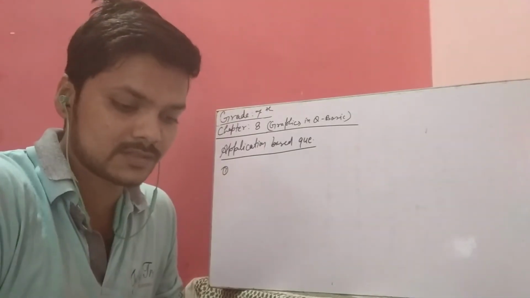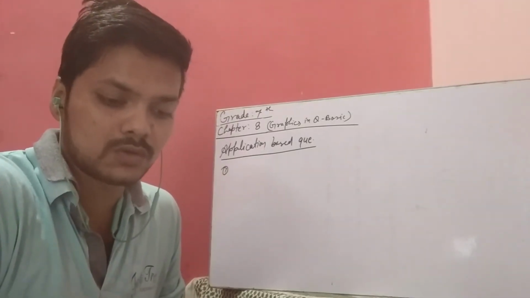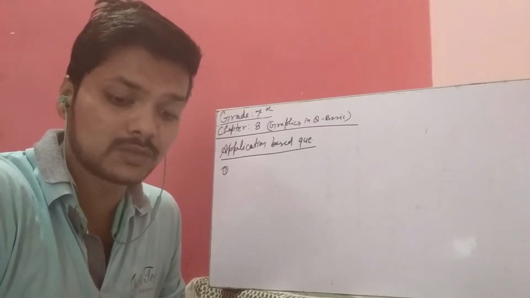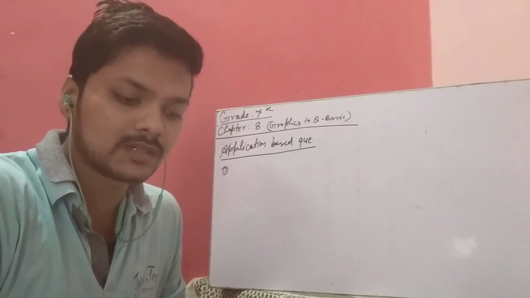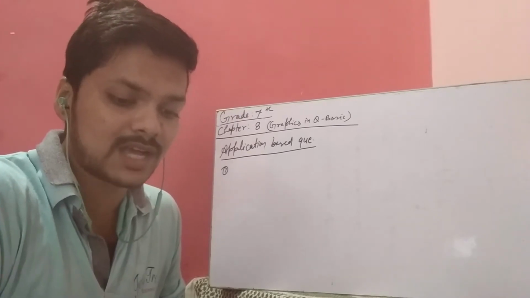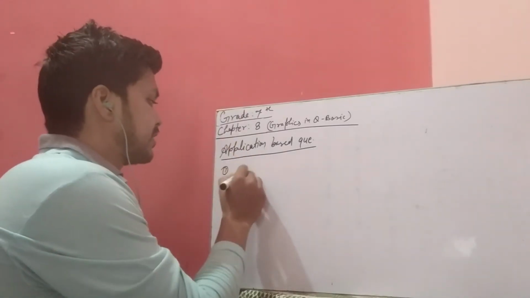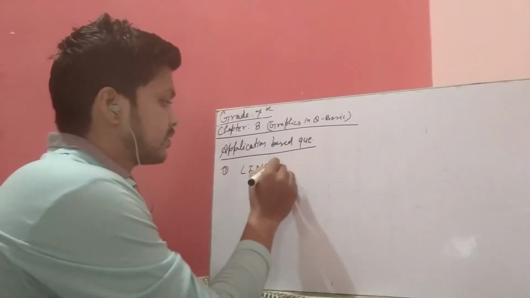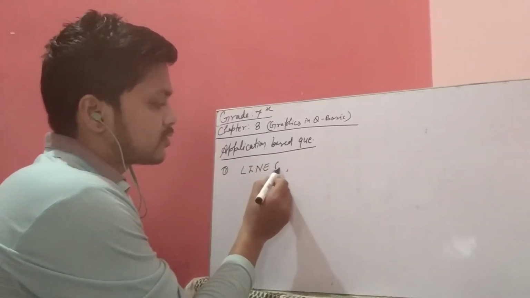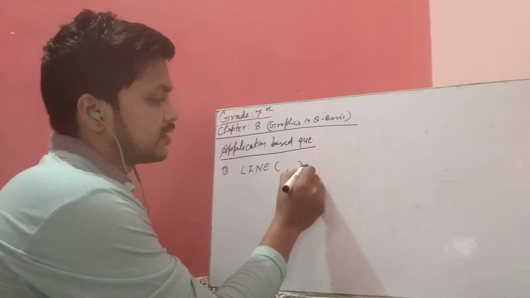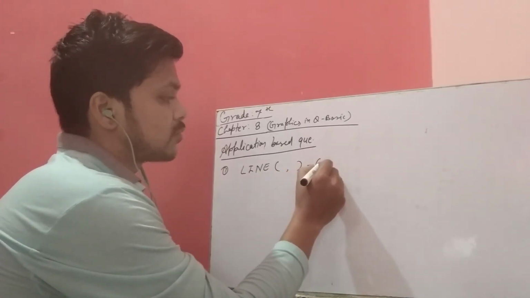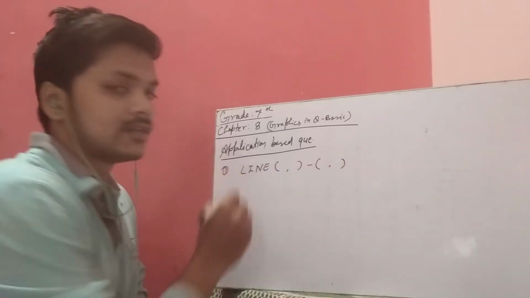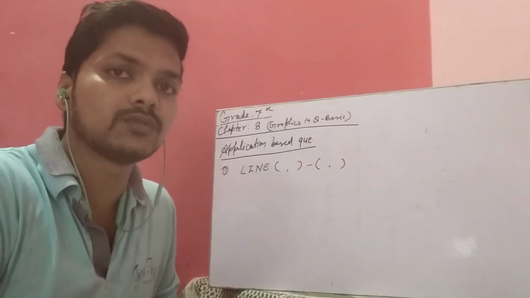Now come to the next exercise, that is application based questions. First is Karina wants to draw lines in 8 different directions but she is unable to do so. Suggest to her the command to perform this task. So she has to use the LINE command, then brackets, here will be x coordinates and here y coordinates, then dash, then again small brackets, here we can write x coordinates and again here y coordinates. So such type of statement she has to write.